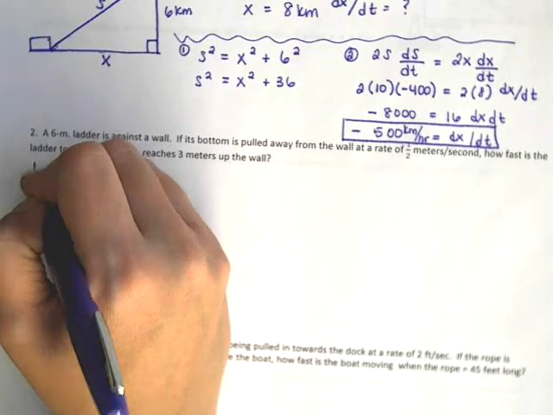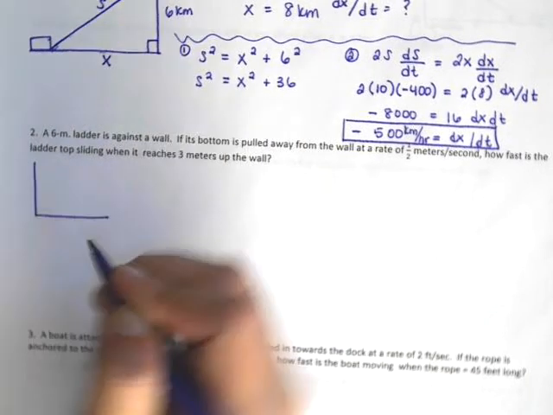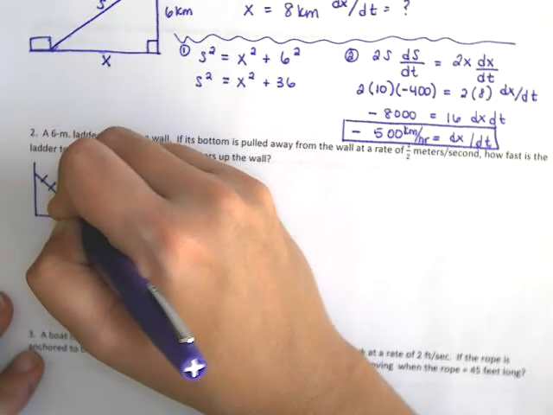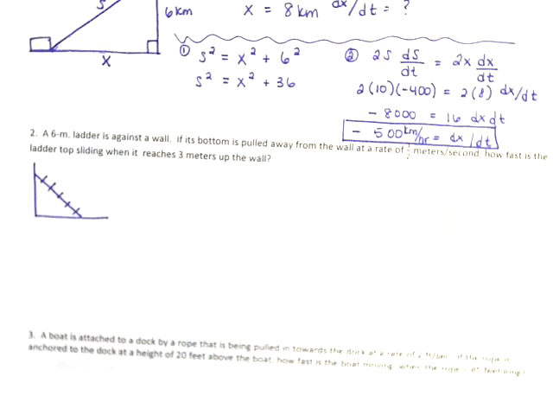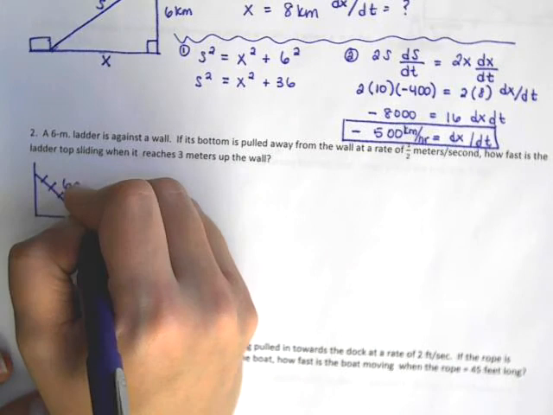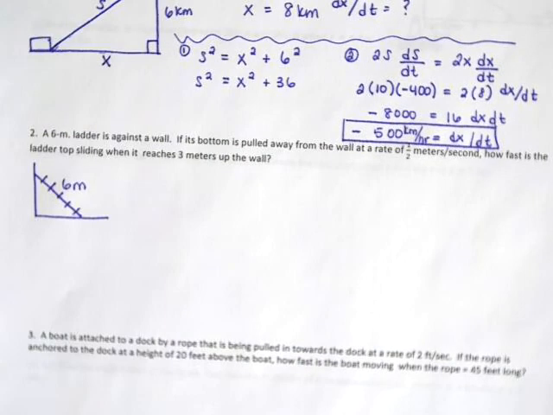Let's start by drawing a picture. We have a ladder leaning against a wall, which means the ladder is here. It is a 6-meter ladder. Now, the 6-meter ladder isn't going to change. Even if the ladder slides, the actual length of the ladder itself is never going to change in size. So I can label that because it's a constant value.